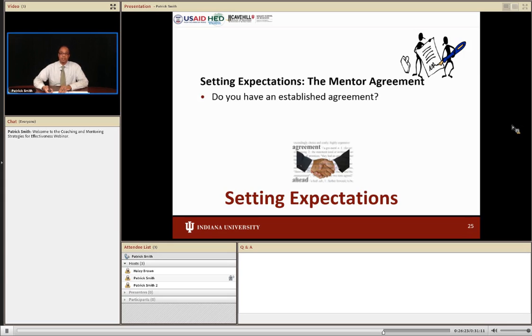So in setting expectations, you should have a mentor agreement. This really helps solidify the partnership. This is important because it demonstrates not only are you professional and intentional in your practice, but you're also serious. It also helps determine the importance of the relationship, helps to establish that, and it's mutually binding. So I'm just going to go through the rest of the bullets here.